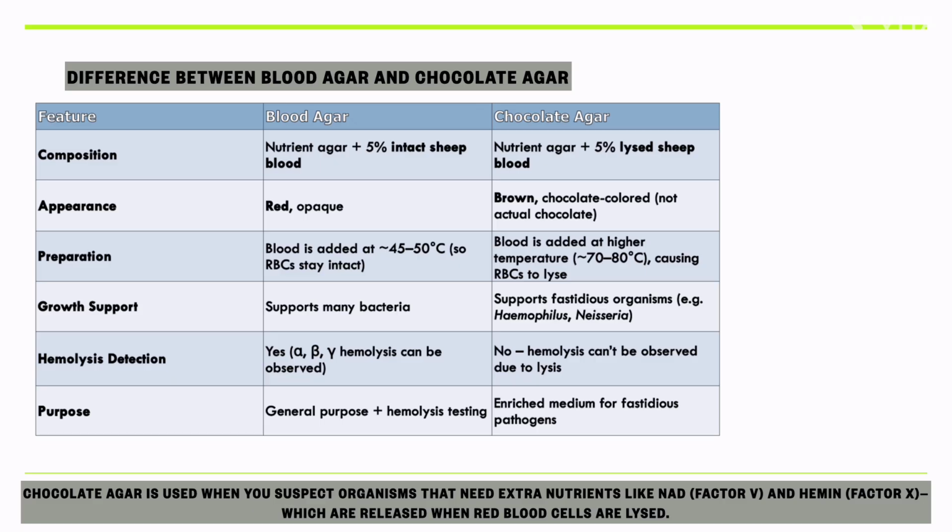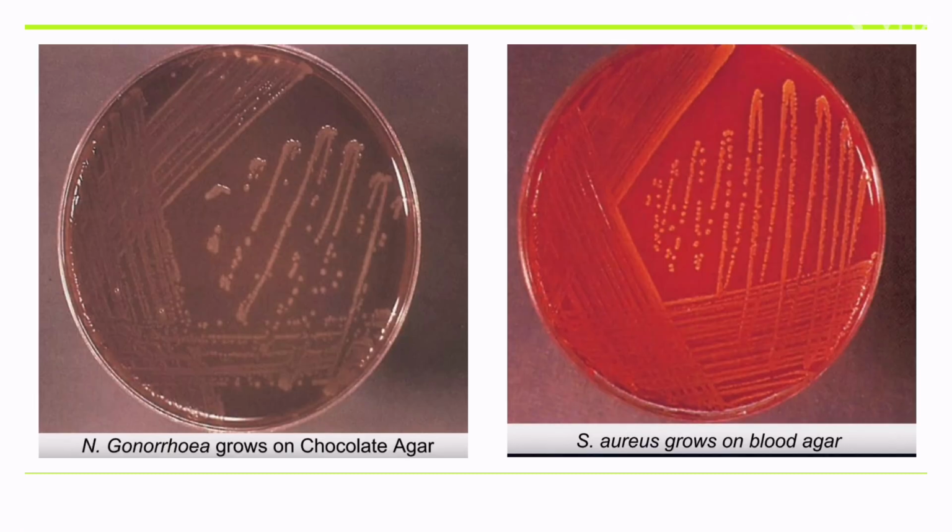So this slide compares blood agar with chocolate agar. These are the two most commonly used culture media. Blood agar contains intact RBCs, supports many bacteria, and allows us to observe hemolysis like alpha, beta or gamma, which can help us in identification. While chocolate agar is prepared by heating the blood and lysing the red cells, this releases essential growth factors, making it useful for fastidious organisms such as Haemophilus or Neisseria. Because the red blood cells are already lysed, hemolysis cannot be assessed on chocolate agar. So the key difference is intact versus lysed RBCs.